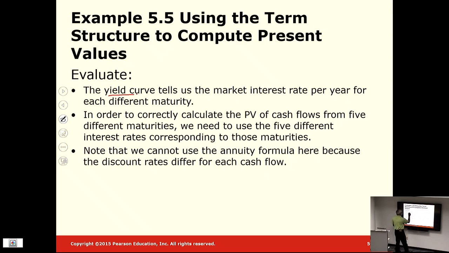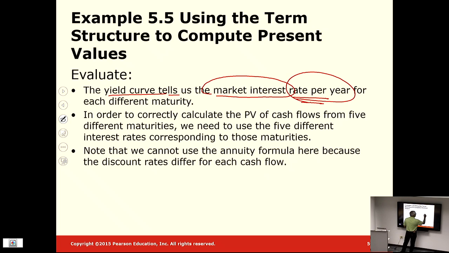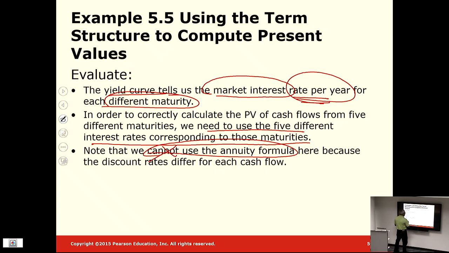So the yield curve tells us the market interest rate per year. Key point over here: market interest rate per year for different time to maturity. So we will need to use the 5 different interest rates corresponding to those maturities. So thus we cannot use the annuity formula. We cannot use it because interest rate is variable. Interest rate is changing over time.